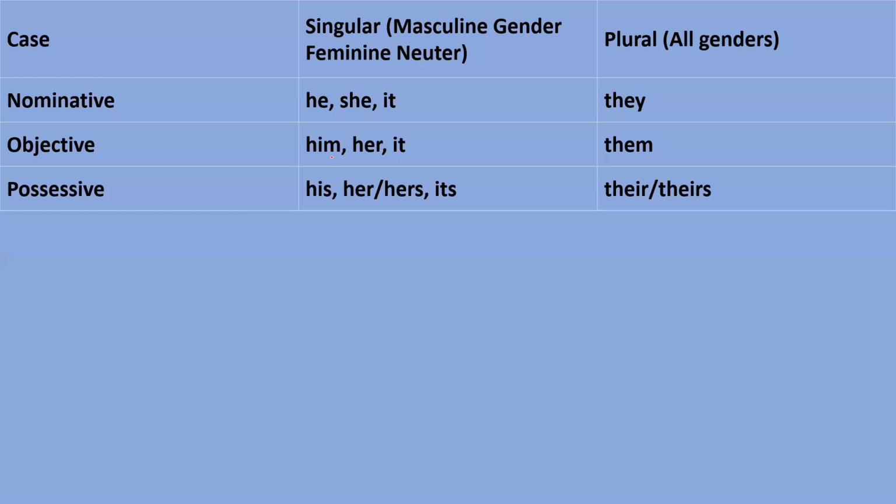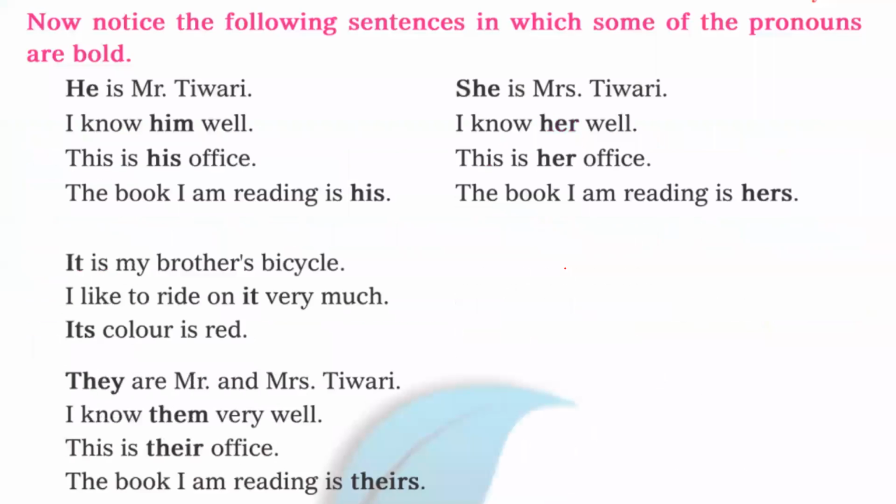In the same way, him, her, it. These are the objective case. And them is also objective case, but that is used for plural nouns. Then his, her, hers, its. These are the possessive case. And their and theirs are also possessive case, but that is used for plural nouns, right? With some examples, we can understand this point. You will notice that.